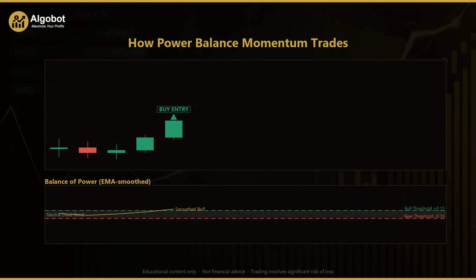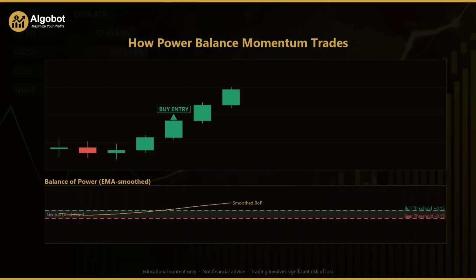A strong bullish candle forms, closing near its high, and the next candle follows through to the upside. Watch the subpanel now. The smooth balance of power line lifts out of the deadband and pushes up through the plus 0.15 level. That upward cross is the exact condition the strategy has been waiting for. It reads the flip as buyers taking decisive control, and you can see the buy entry marker appear on the chart.